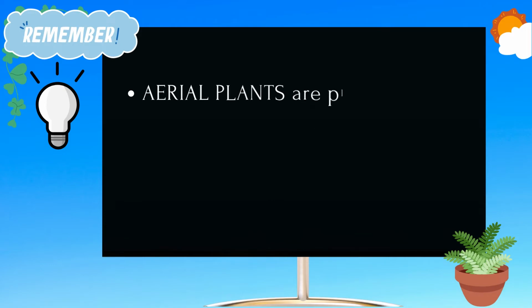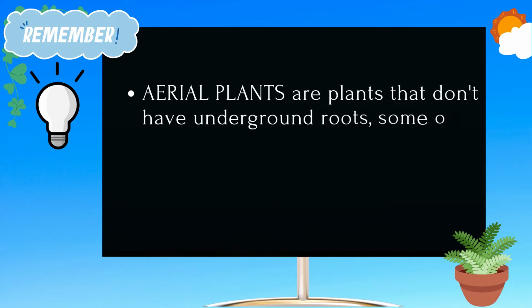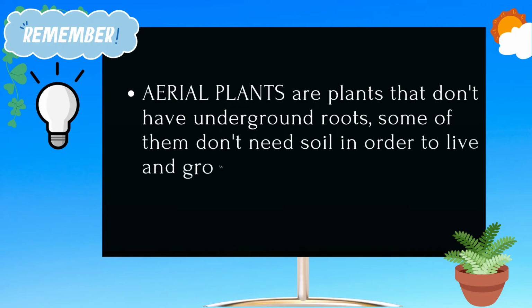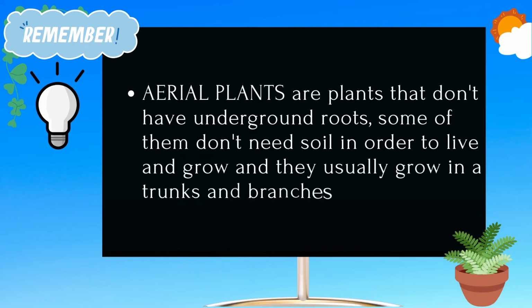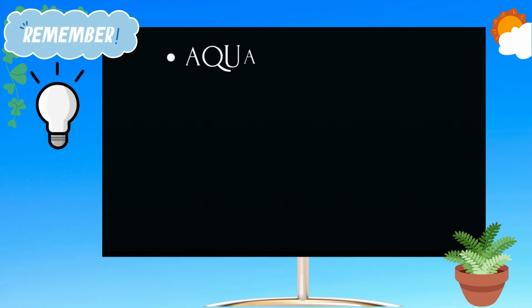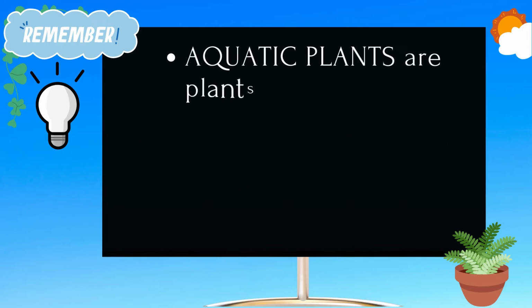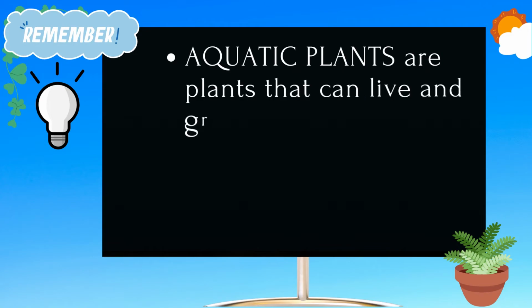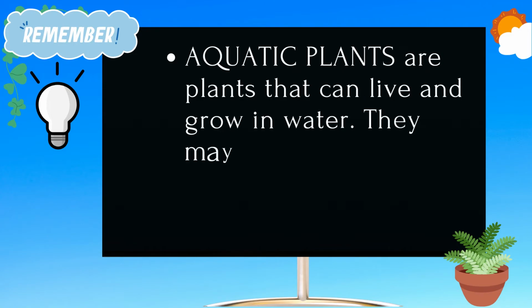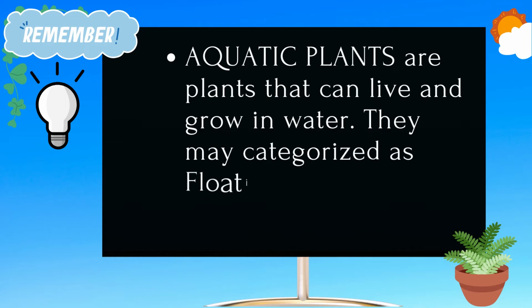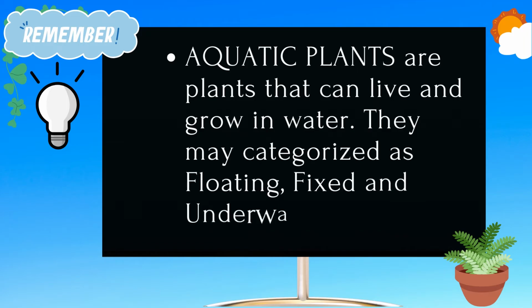Aerial plants or AEP are plants that don't have underground roots. Some of them don't need soil in order to survive, and they usually grow on trunks and branches of trees. Aquatic plants or AP are plants that can live and grow in water. They may be categorized as floating, fixed, and underwater.